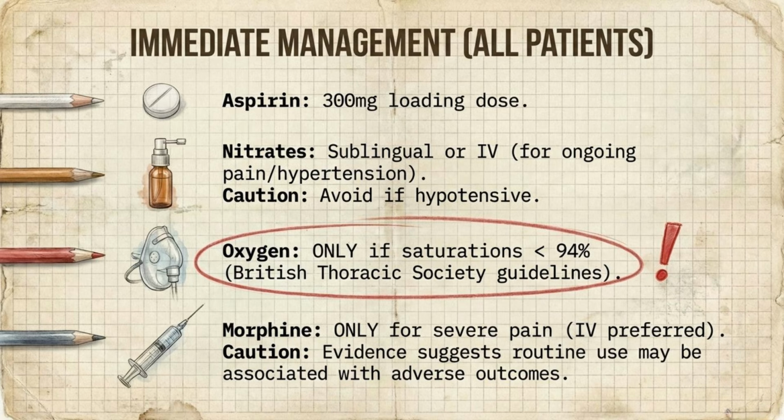Because it turns out giving extra oxygen to someone who isn't actually low on oxygen, someone who isn't hypoxic, can be harmful. Harmful? How? It causes vasoconstriction. It can actually clamp down on the blood vessels, including the coronary arteries. So you might be reducing blood flow to the heart, the exact opposite of what you want. So now the rule is simple. Only give oxygen if their SATs are below 94%. Wow. That is a huge reversal.